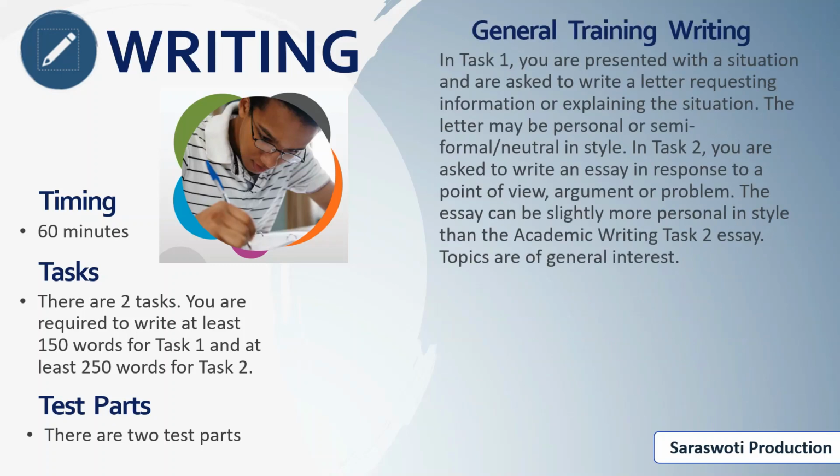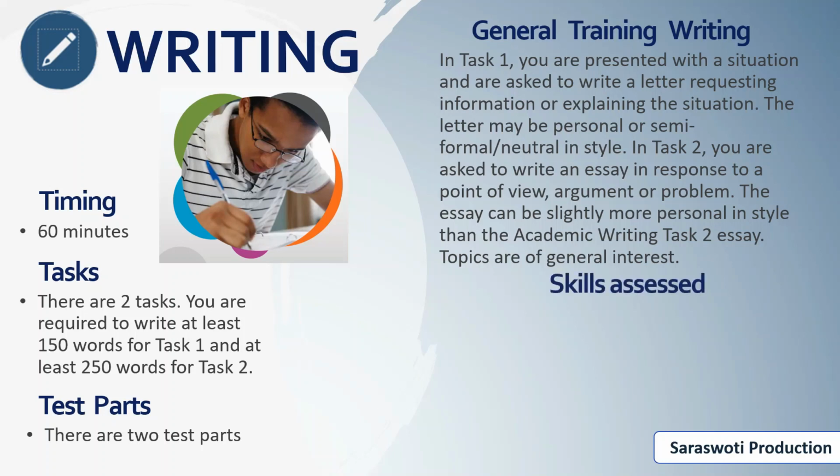General Training Writing. In Task 1, you are presented with a situation or asked to write a letter requesting information or explaining the situation. The letter may be personal, semi-formal, or neutral in style. In Task 2, you are asked to write an essay in response to a point of view, argument, or problem. The essay can be slightly more personal in style than the Academic Writing Task 2 essay. The topics are of general interest.